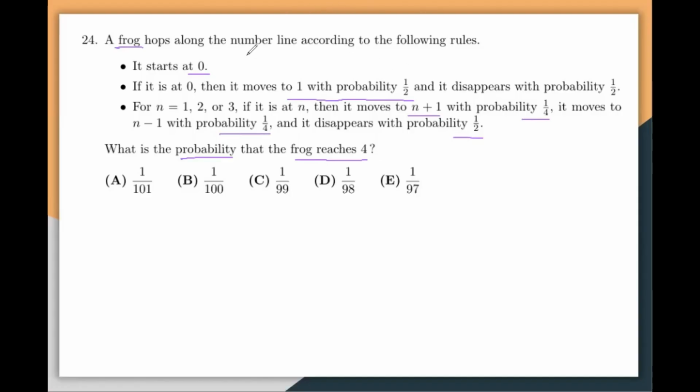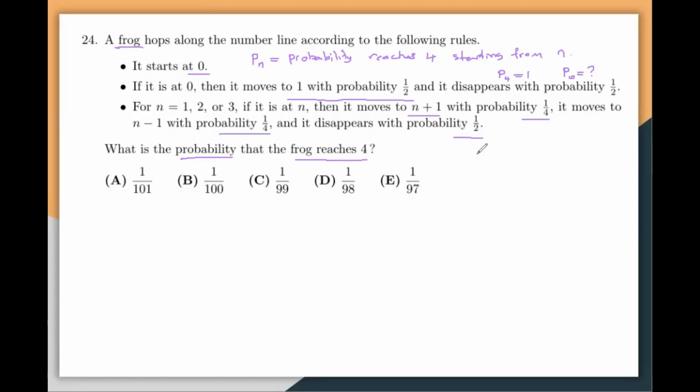But let's first define our probability. I'm going to call P of n the probability that the frog eventually reaches 4, starting from n. So n could be 0, 1, 2, or 3. With that, P of 4 is immediately 1, because when you are at 4, you are done, right? So we are looking for P of 0. What is the probability of getting from 0 to 4? That's the goal. Then we can just start writing the equations.